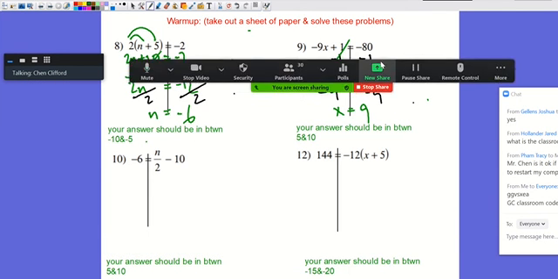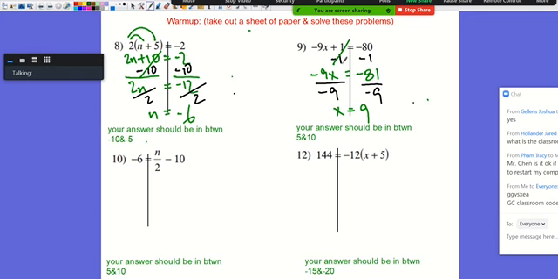Okay, number 10. Again, how do you know what to do first? This is how I think about it. Like I said earlier, how do you read that yellow highlight? The way I read it is n divided by 2 minus 10. What is the last thing I said? The last thing I said is minus 10. The last thing you say, which is minus 10, is the first thing you undo.